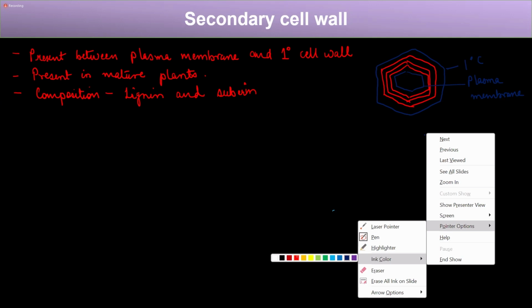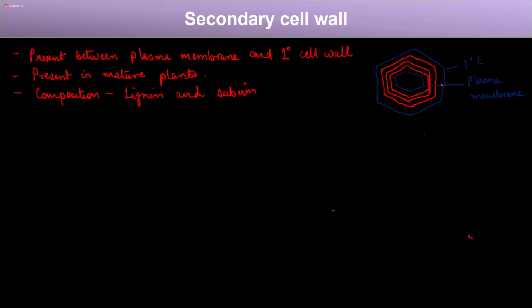The innermost layer is called S3. The middle one is called S2, and the outermost is called S1. So these are the three layers present in the secondary cell wall. You can write that these secondary cell walls generally have three layers, S1, S2, and S3.